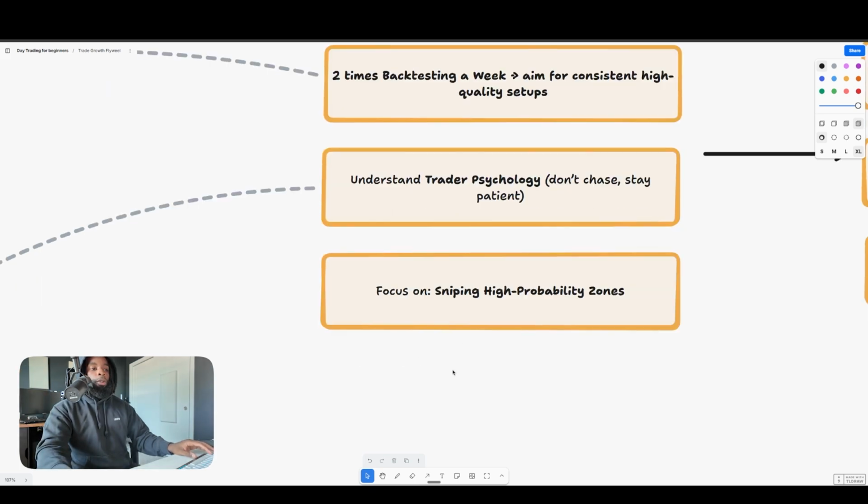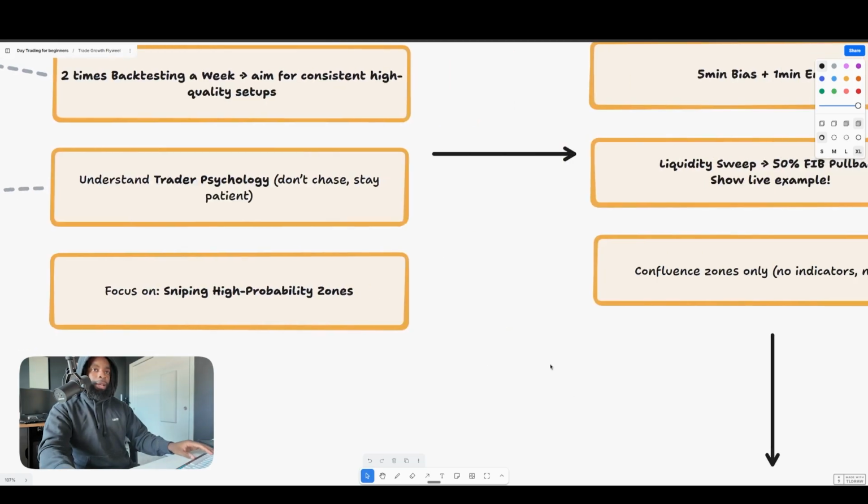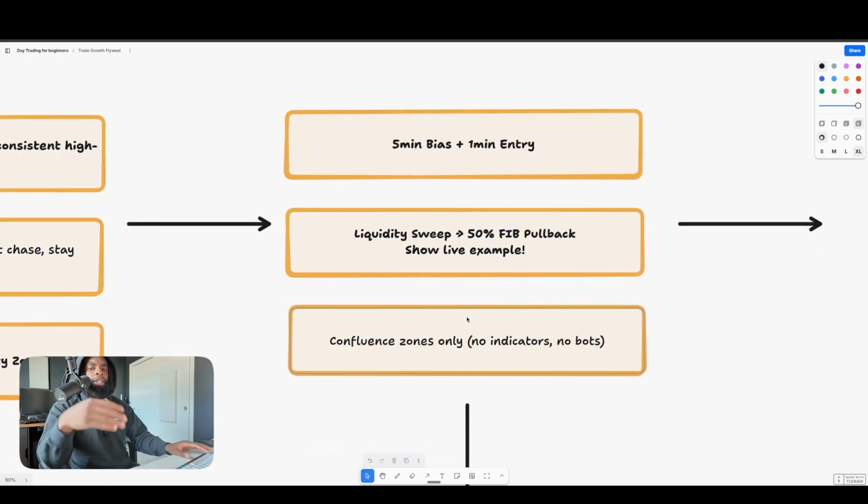All right, and then of course we're going to focus on sniping high profitability zones, and I'm gonna talk about that in a little bit so you guys understand that. And then after that, the next thing is making sure when you guys are trading, your entry model is always going to be based off of 5-minute bias, and then the 1 minute is your entry.